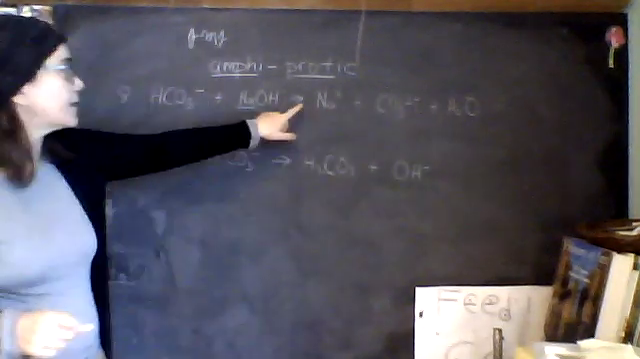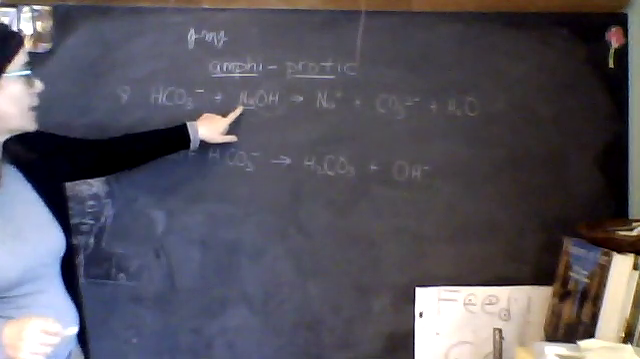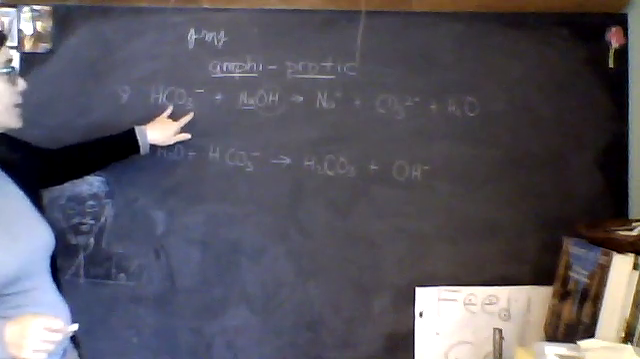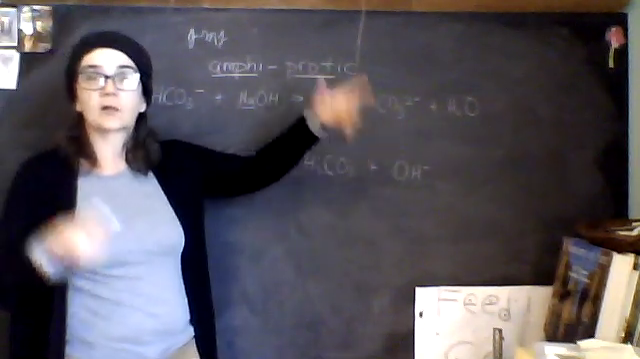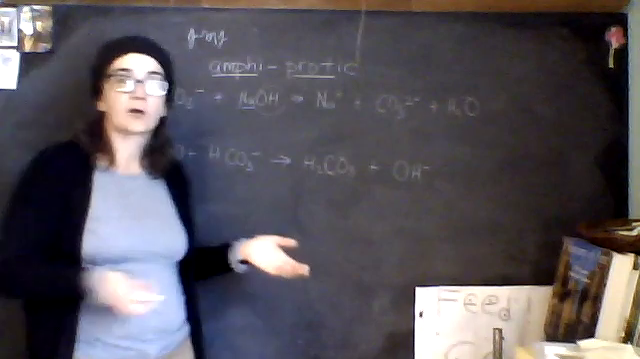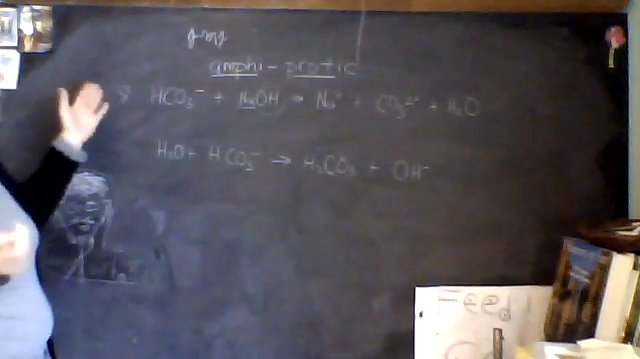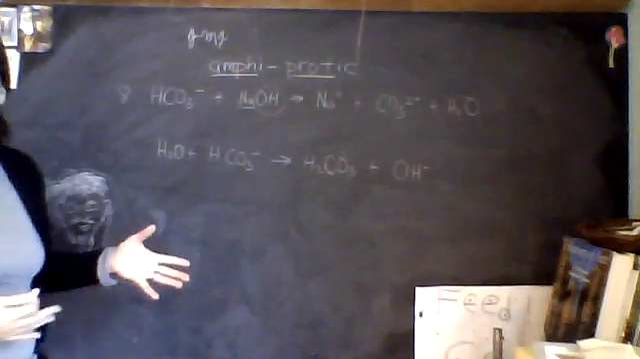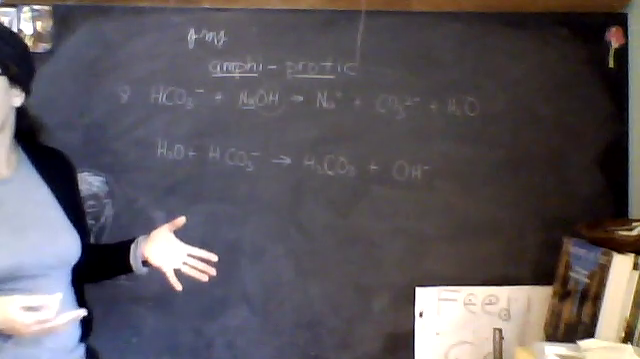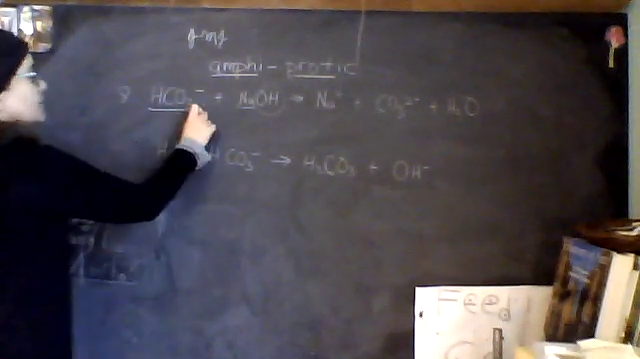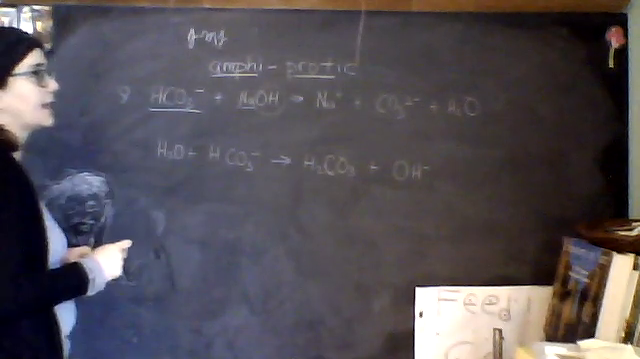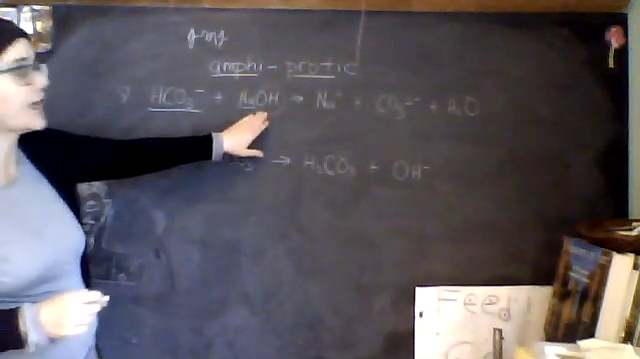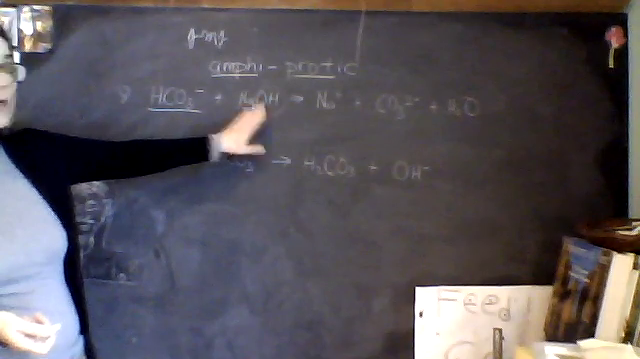And then the sodium ion will be free, and the carbonate ion will be free, and it'll be floating, dissolved in the water. What is happening? Who is donating an ion? Who has lost the hydrogen ion? HCO3. Yes, so that is making this the donor. This is the acid. This is the base, which is obvious because it has the OH in it.